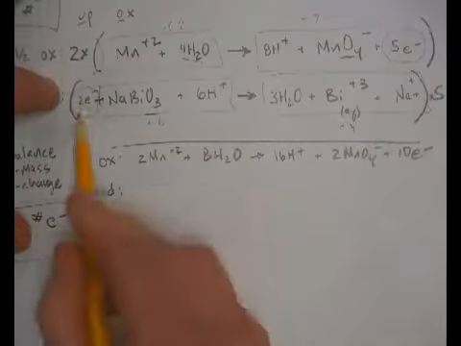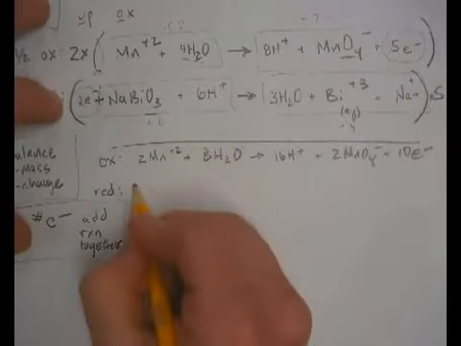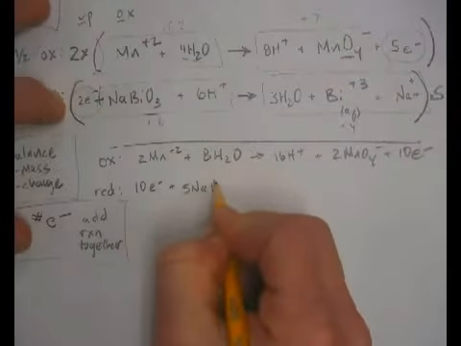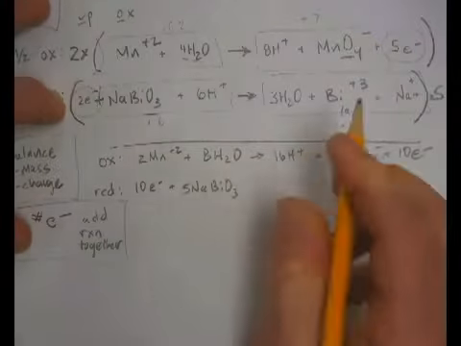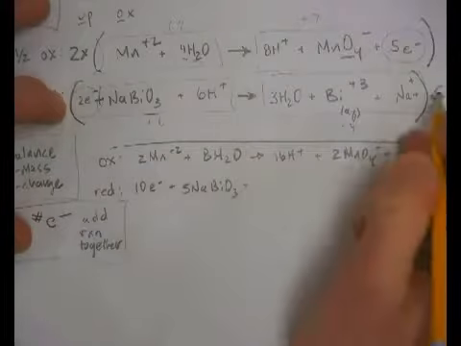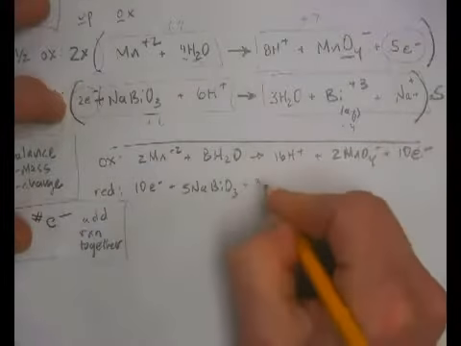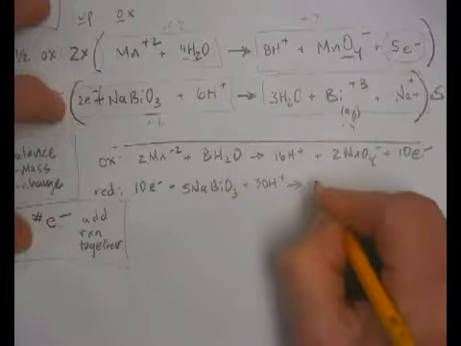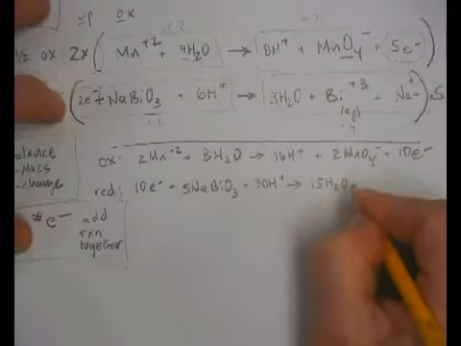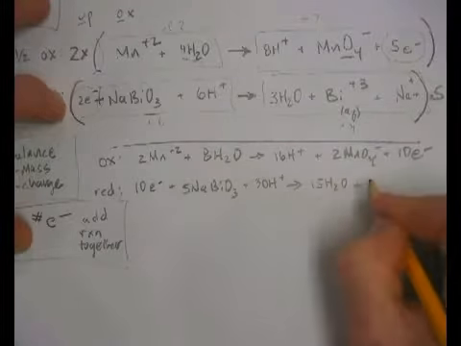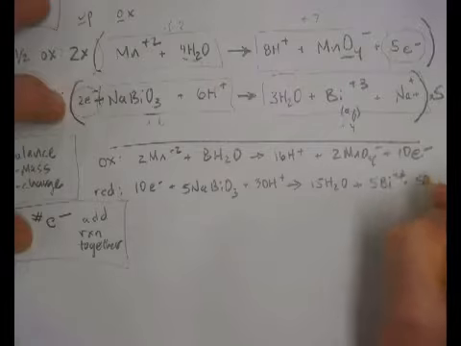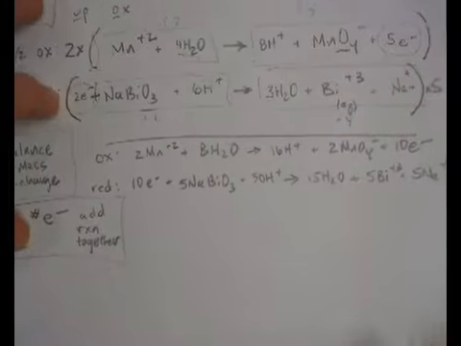On the bottom half reaction, I'm going to multiply it by 5, so I've got 10 electrons plus 5 NaBiO3 plus 5 times 6, that's 30 H+, arrow 5 times 3 is 15 waters, plus 5 times 1 is 5 Bi3+ plus 5 Na+. This is getting messy. Oh my goodness, that's a little long reaction.